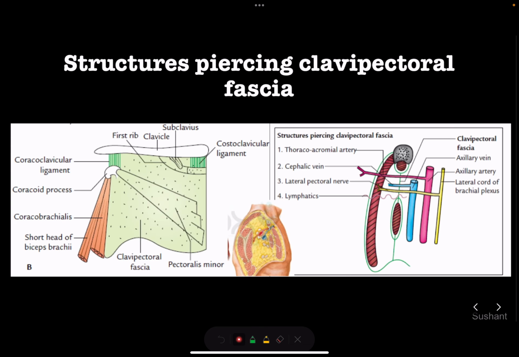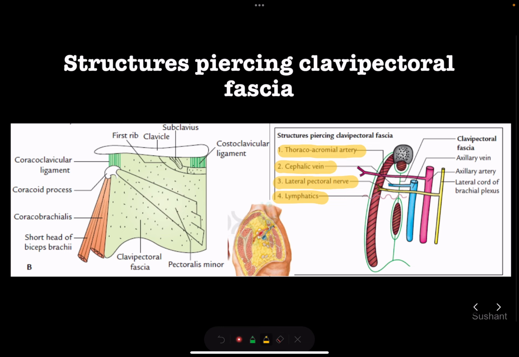Now there are a few structures piercing the clavipectoral fascia. There are basically four structures piercing the clavipectoral fascia. The four structures piercing it are these: the thoracoacromial artery, cephalic vein, lateral pectoral nerve, and lymphatics from the breast. Okay, so what is the thoracoacromial artery? Thoracoacromial artery is actually a branch from the second part of the axillary artery.